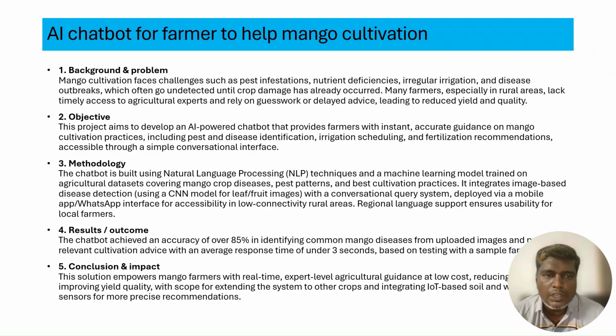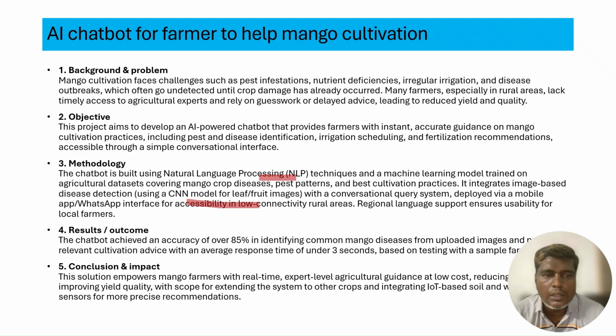So now the third part is the methodology. Here they are using natural language processing, and they are using a machine learning model trained on agriculture data sets, pest patterns, and best cultivation practices. So you could see the various practices they have mentioned over here, right?